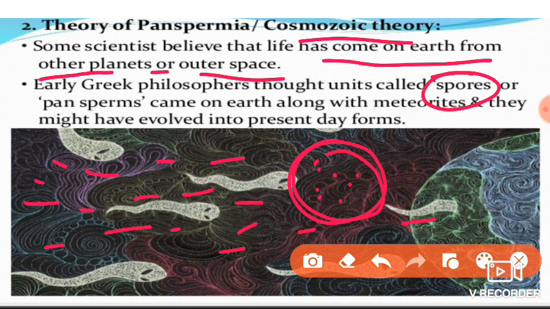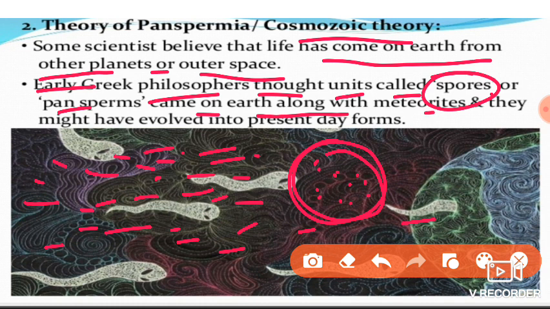Okay, some of the spores or units are distributing throughout the universe, and some of the spores fell on the earth and those started life. This is the theory of panspermia. The early Greek philosophers thought units called spores or panspermia came on earth along with meteorites.